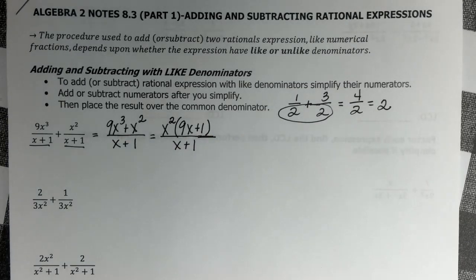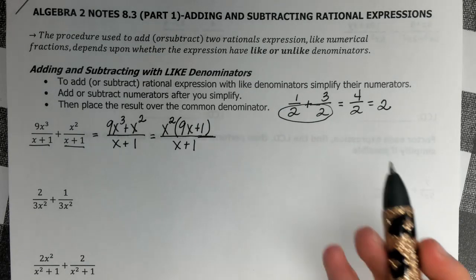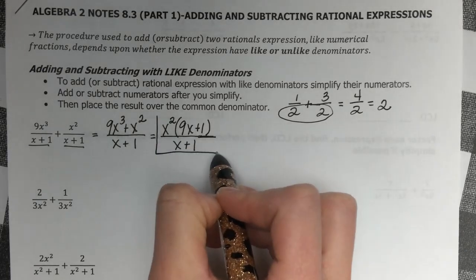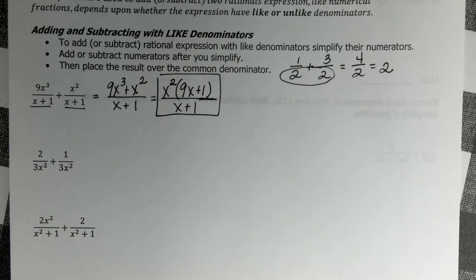Okay? I can't do anything. What I'm trying to do is see if I can cancel anything out. I can't cancel anything out, so that's my answer. Okay? But you need to always check, so you need to always simplify and factor in case you can cancel something out. Okay? So like denominators is not hard.